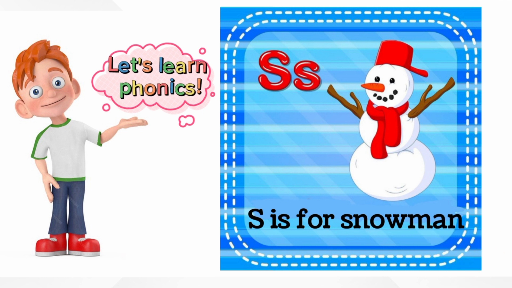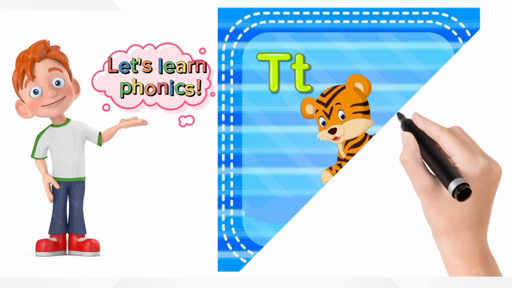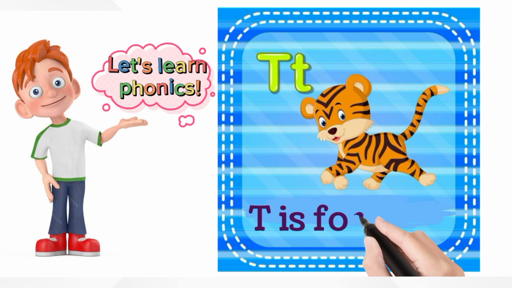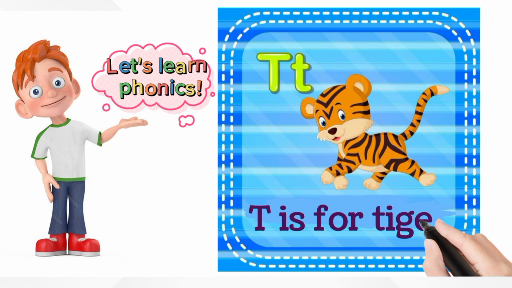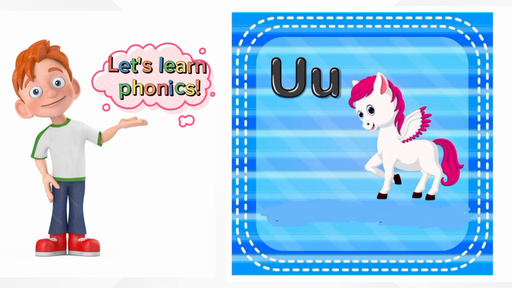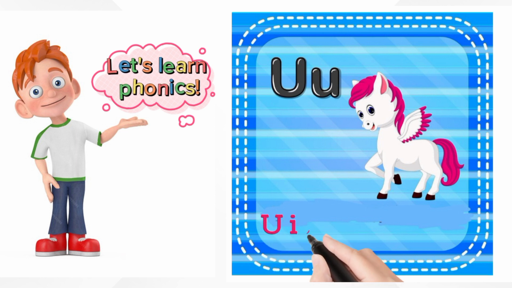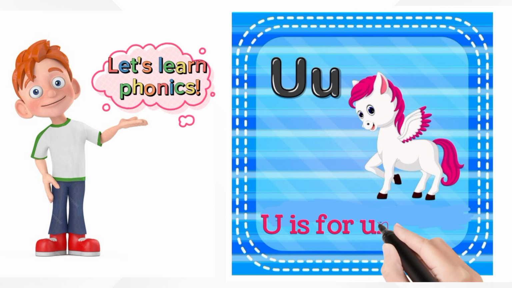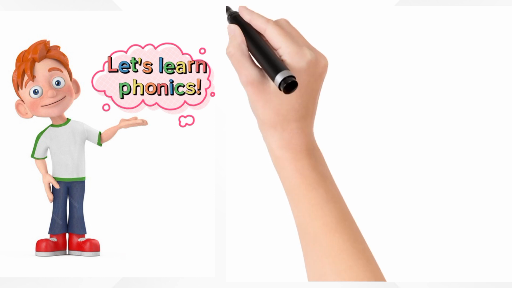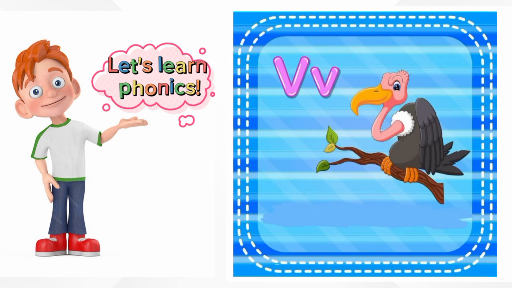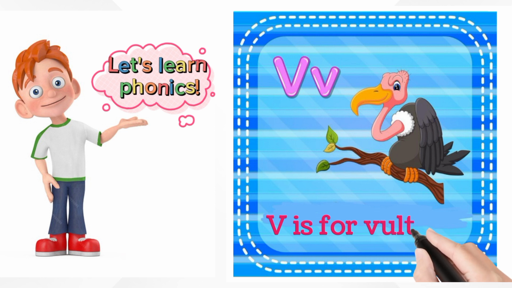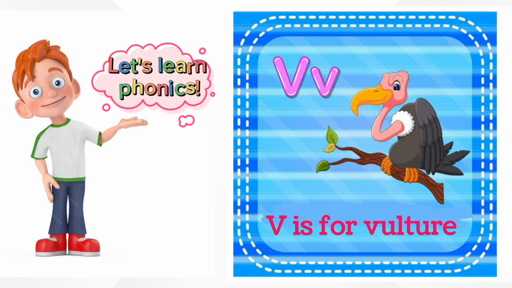S is for snowman. T is for tiger. U is for unicorn. V is for vulture.